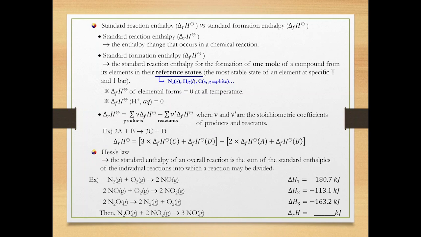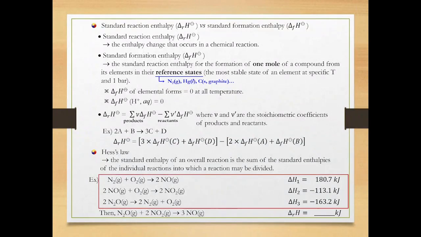Pause the video and use these three individual reactions and their reaction enthalpies and determine the enthalpy for the overall reaction at the bottom. Keep it in mind, if a reaction is reversed, the sign of the enthalpy should be changed because enthalpy is a state function. If a reaction is multiplied by a certain factor, the enthalpy of the reaction should also be multiplied by the same factor.